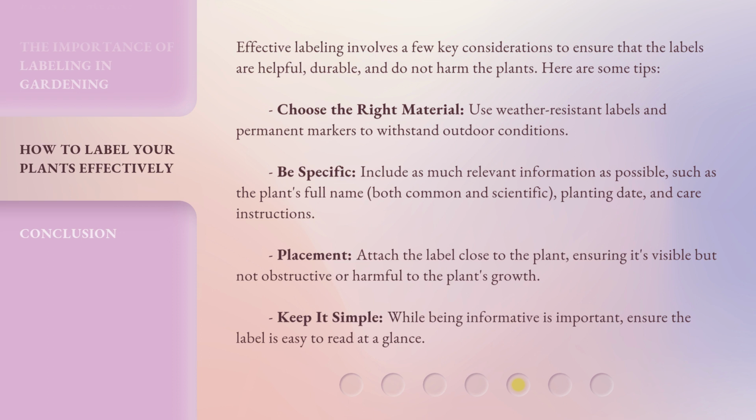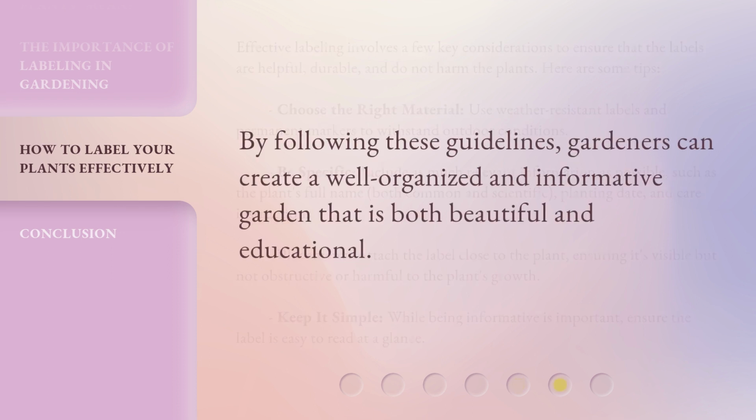Placement. Attach the label close to the plant, ensuring it's visible but not obstructive or harmful to the plant's growth. Keep it simple. While being informative is important, ensure the label is easy to read at a glance. By following these guidelines, gardeners can create a well-organized and informative garden that is both beautiful and educational.